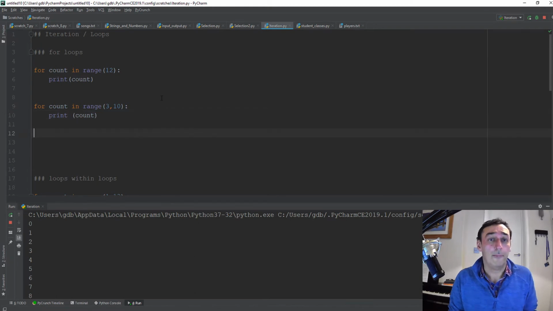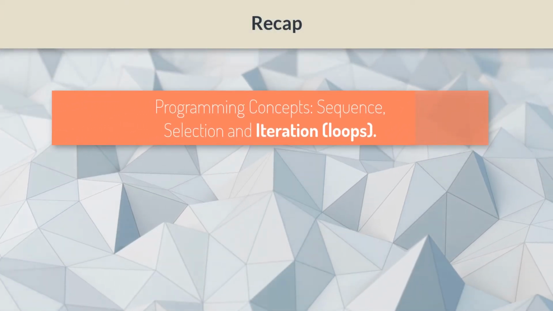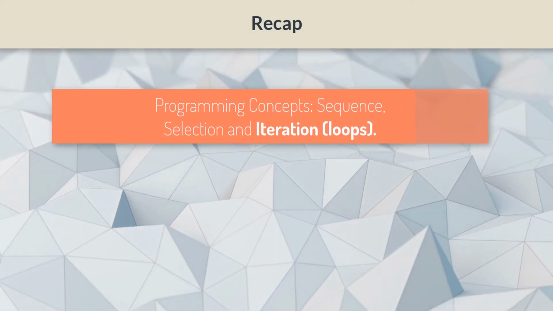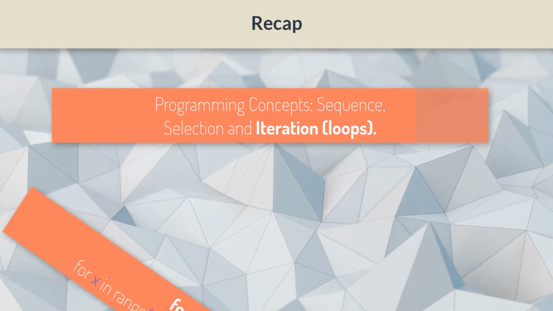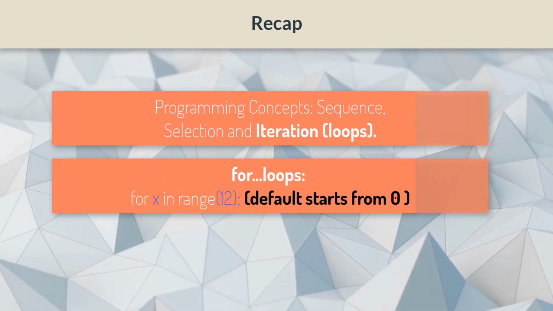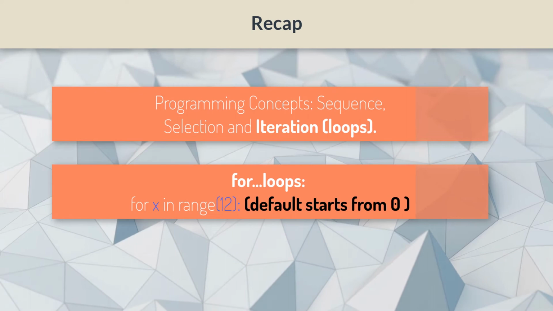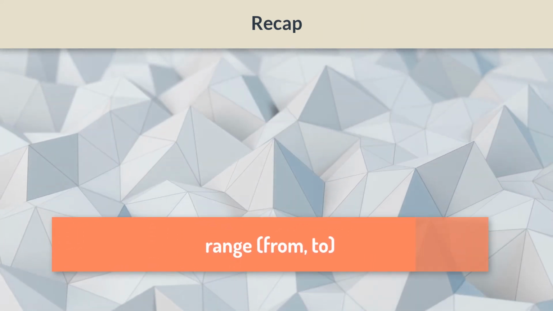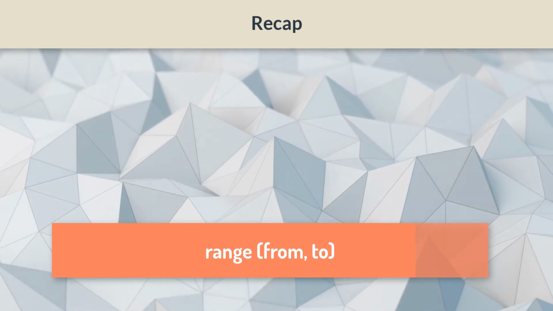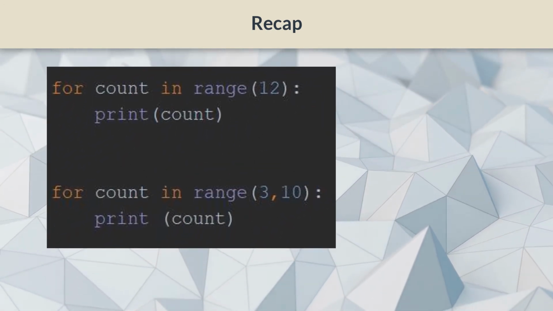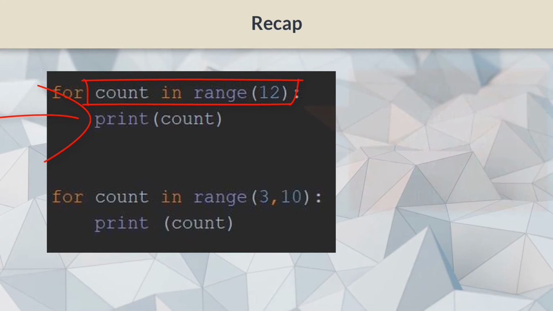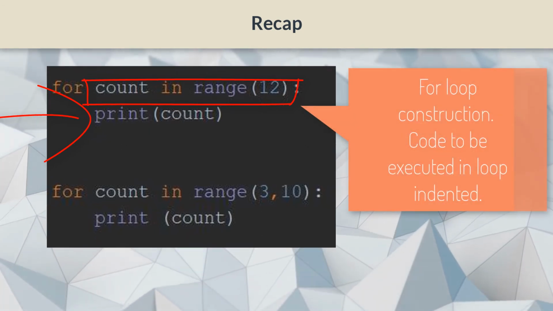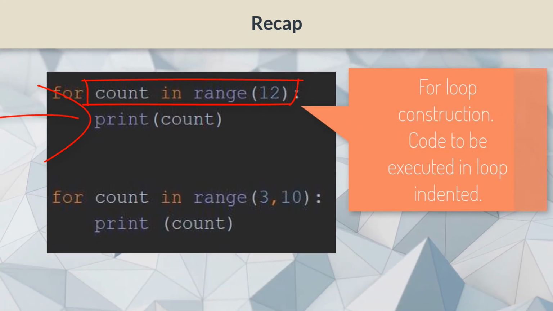Just to recap the contents of for loops. We've covered iteration loops as part of the programming concept, sequence, selection and iteration. For loops in Python: we specify the variable name and the range that we want, with the default starting from 0, and we can also specify the from and the to range. Looking at the programming constructs, we put the programming construct first, and we always indent the next line to say this is the code to be part of the loop.